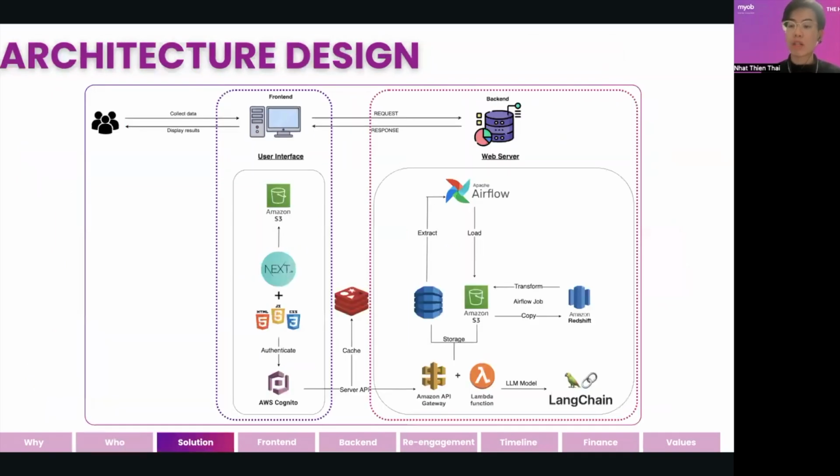We will now move on to the architecture design. This is the overview of the architecture design of our solutions. There are two main components, which are user interface and web server. The user interface is built using Next.js along with HTML, CSS, provides a user interface where data on user behavior, activity, payment information, and issues forms are collected. User authentication is managed by AWS Cognito, ensuring secure access to the system.